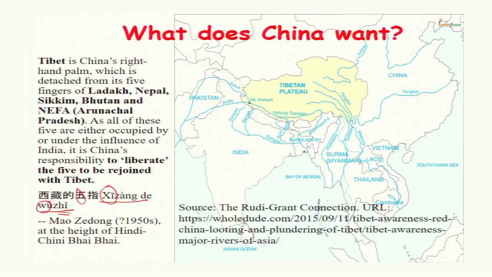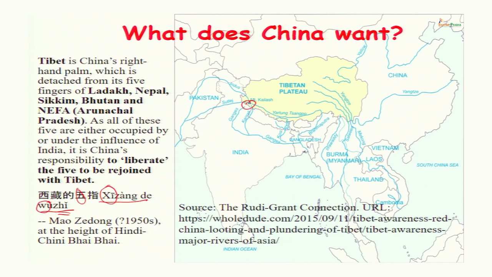Tibet is often called the third pole. There is the North Pole, there is the South Pole, and then there is Tibet, because Tibet has a lot of glaciers and many important rivers flow from Tibet. As you can see, this is Mount Kailash.